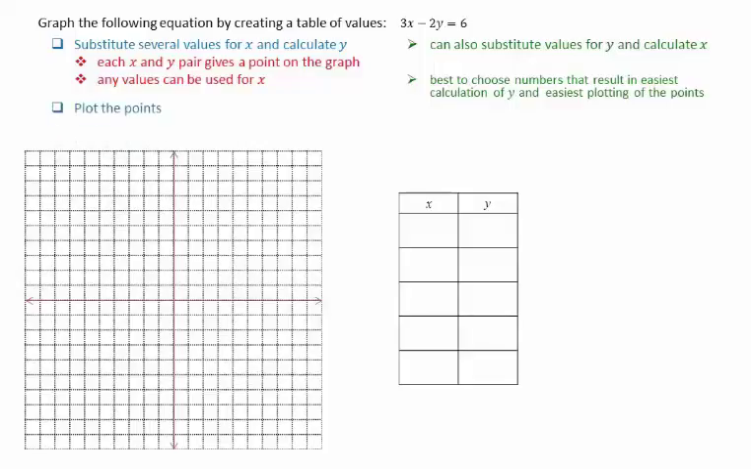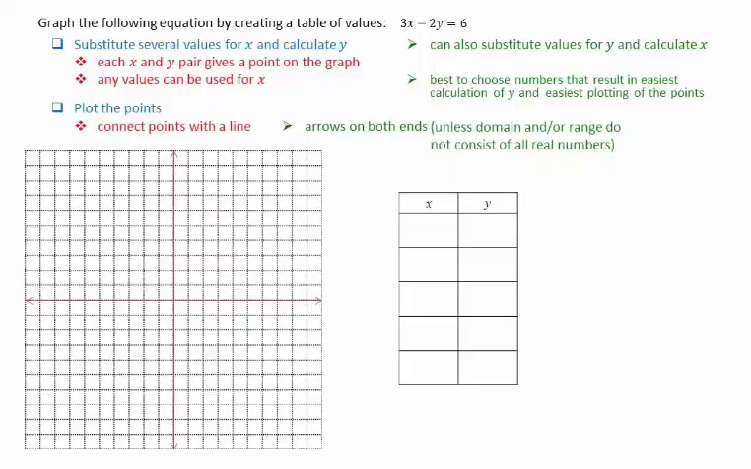We can then plot the points and then connect these points with a straight line. Use arrows on both ends of the line unless the domain and/or range do not consist of all real numbers. This is typical in application questions where there are restrictions on the domain and range.